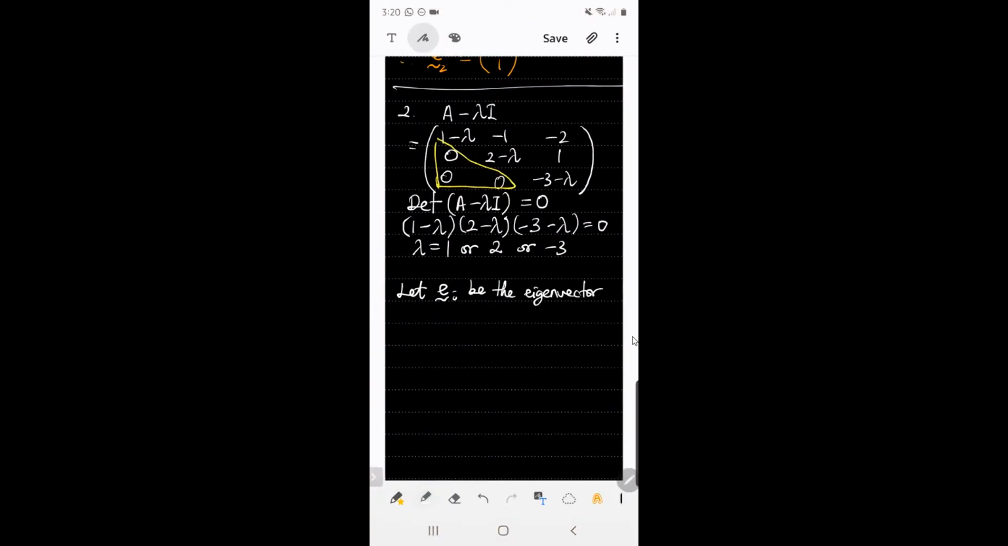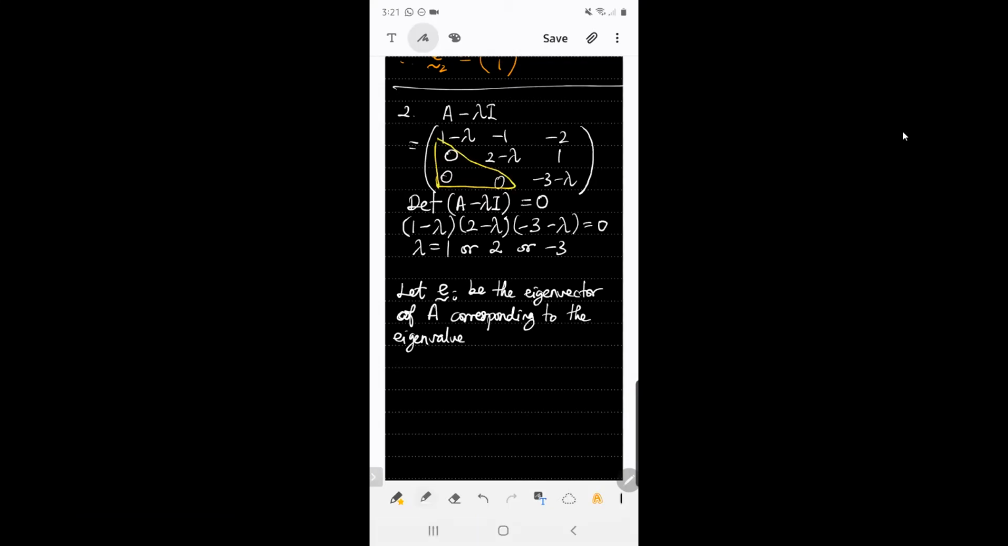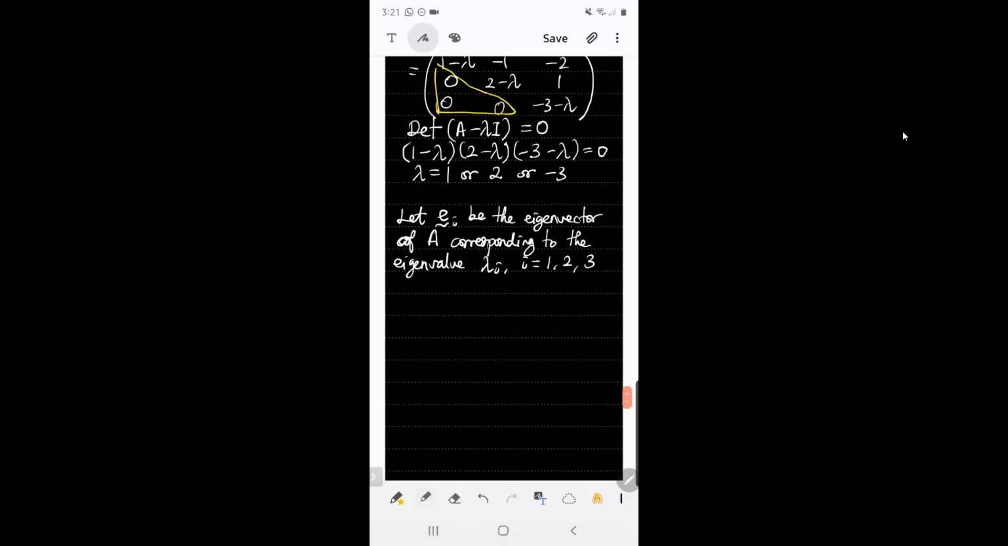Okay, so I define, let E I be the eigenvector of A corresponding to the eigenvalue. So I told you, eigenvalue, eigenvector, they coexist together, all right, to the eigenvalue lambda I. So now you have 3 cases, I equals to 1, I equals to 2, and I equals to 3. So I can start with I equals to 1. So case 1. So you have to find the eigenvector separately.